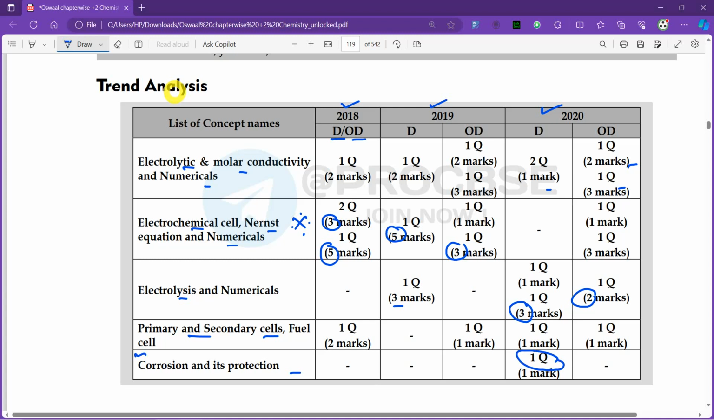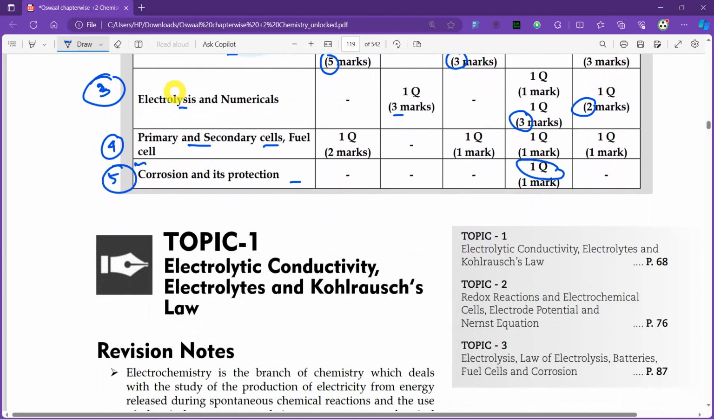So we have to give first priority to this chunk, that is electrochemical cell Nernst equation. This is the first thing you have to prioritize, and then we have to go for electrolytic and molar conductivity, and then electrolysis, and finally we have to give importance to cells, and then at last to corrosion, because it is easiest. Okay, so this is the order we have to follow while revising electrochemistry. Let us revise the thing.